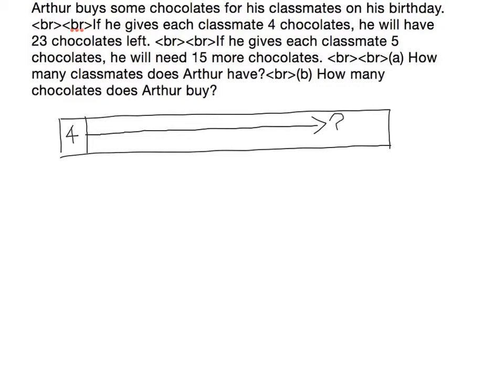In the end, there were so many classmates. We don't know how many classmates at this moment, so we will represent that with a question mark. He will have 23 chocolates left, so the leftover chocolate should be this portion here. He did not use up all the chocolates he has.